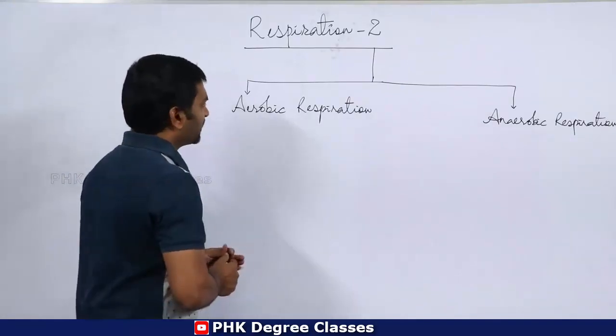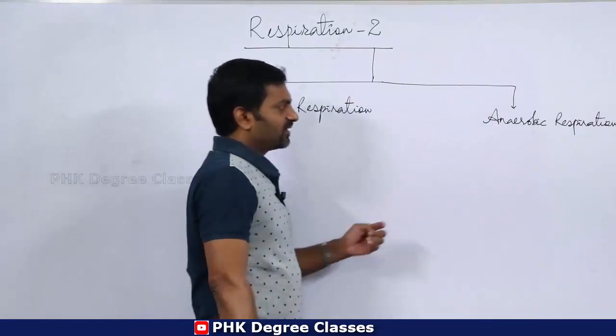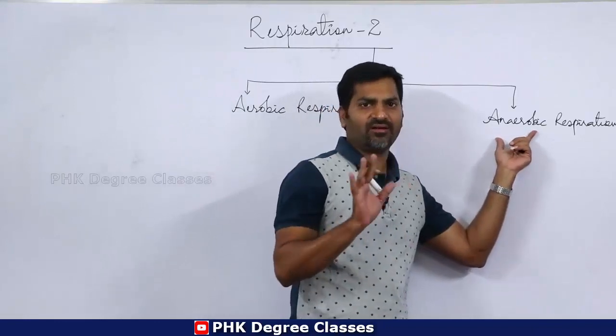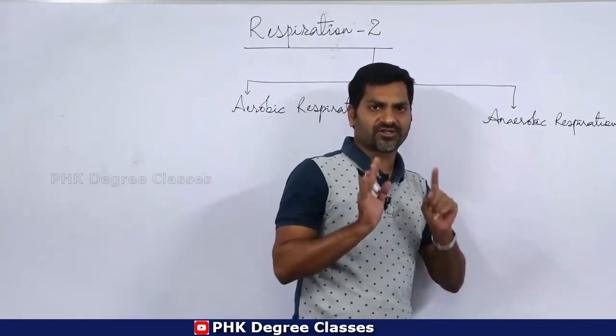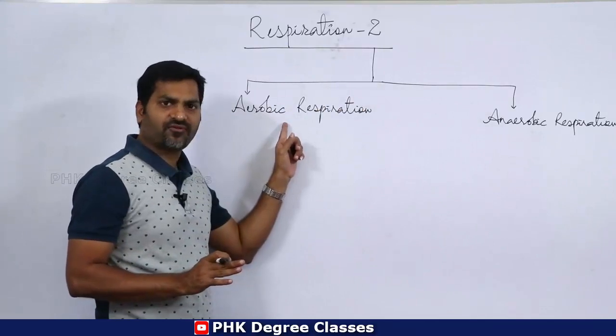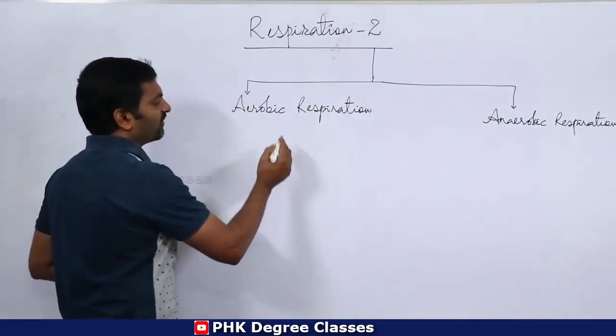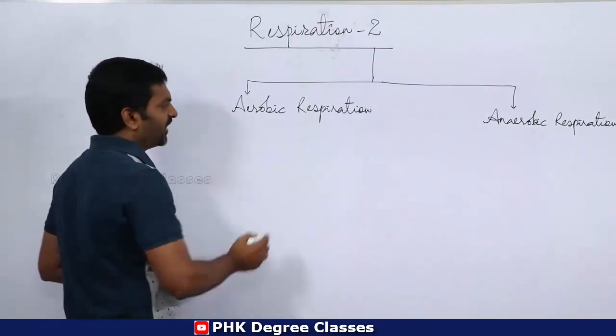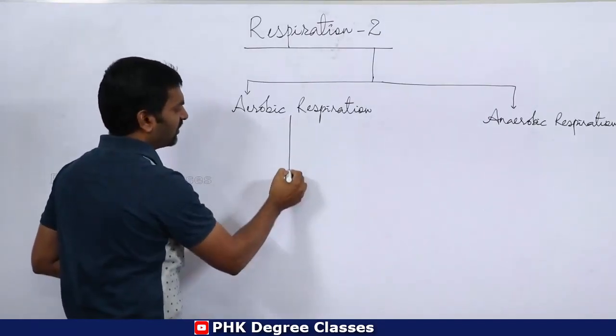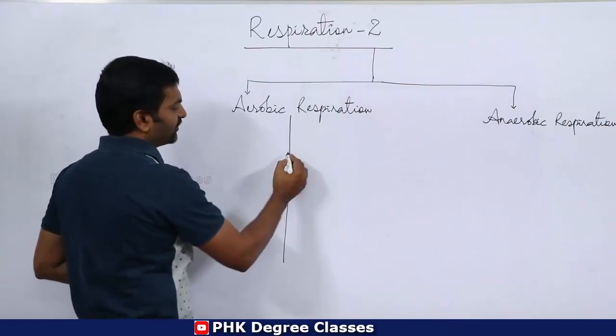Aerobic respiration requires oxygen and takes place in the presence of oxygen. Anaerobic respiration does not require any oxygen and takes place in the absence of oxygen. Clear? In aerobic respiration, we have 4 steps.